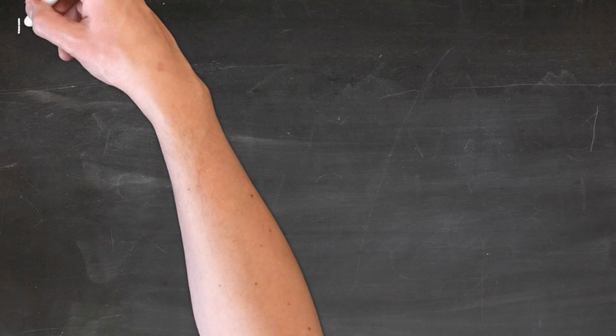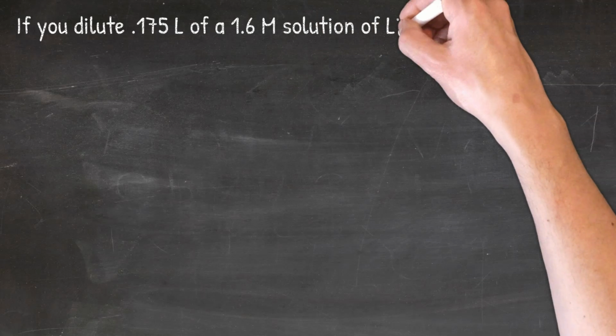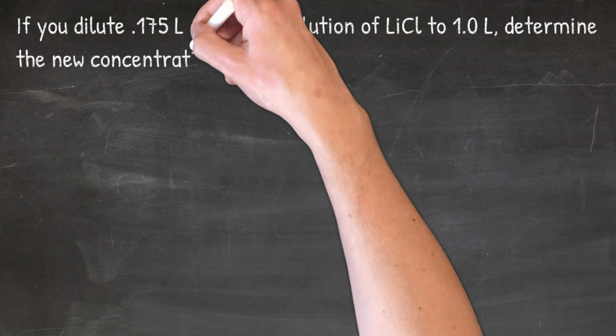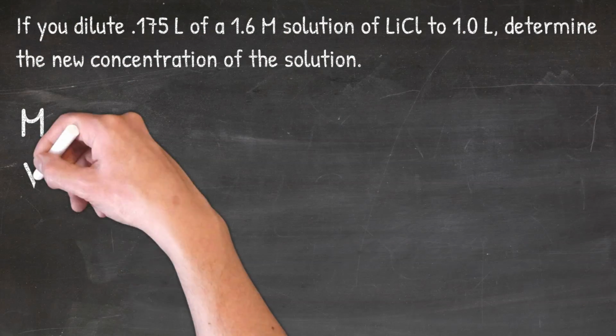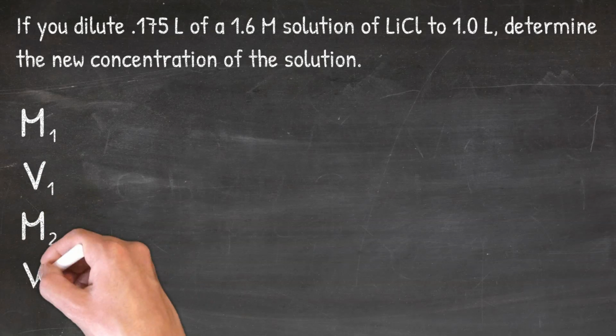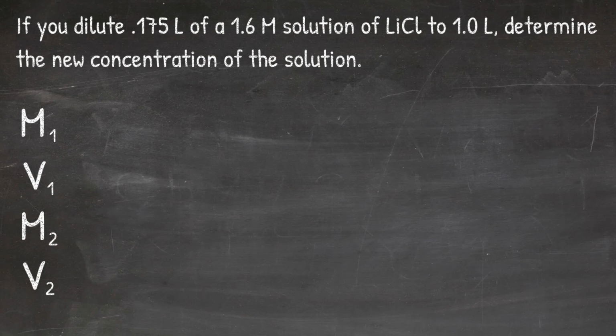Our first question says, if you dilute 0.175 liters of a 1.6 molar solution of LiCl to 1 liter, determine the new concentration of the solution. So when we start looking at these problems, the most important thing is to identify the variables that you're given in the problem. As I read through the problem, I can then plug those in. So when I look at 0.175, that's 0.175 liters. I know liters is a unit for volume, so that will represent V1.